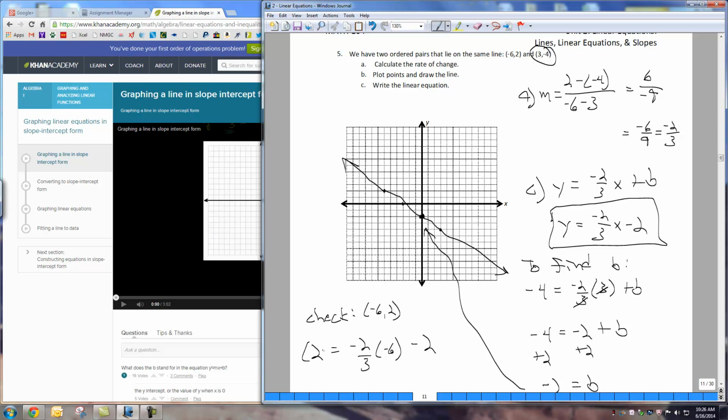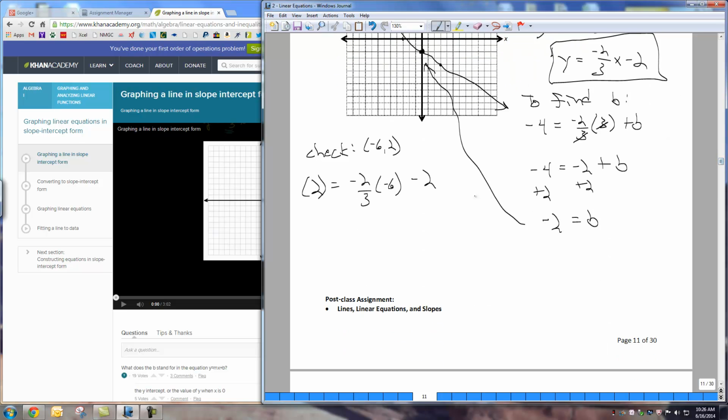So there's my 2 points that I plugged in. I put parentheses around them to show that I plugged in. So now let's just keep going. Now I have 2 equals, 3 goes into negative 6 negative 2 times. Negative 2 times negative 2 is positive 4 minus 2. And then I get 2 equals 2. So it does check out.